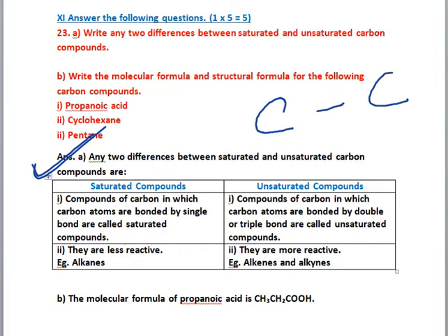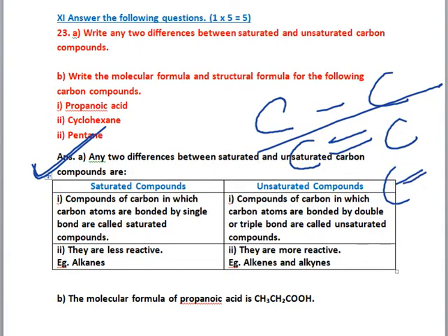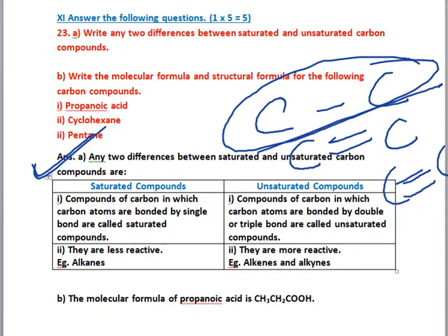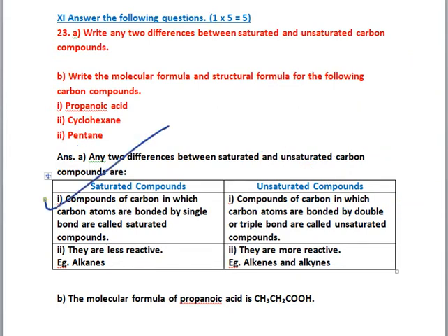And what are unsaturated compounds? Unsaturated compounds are those compounds which have double or triple bond between carbon-carbon atoms. Saturated compounds are less reactive, that is alkanes, they are less reactive, but alkenes and alkynes, they are more reactive, their reactivity is very high. So this is the difference between saturated and unsaturated. Remember that in saturated compound, single bond is present between carbon-carbon atom, but in unsaturated compound, double or triple bonds are present. Saturated compounds are less reactive, example alkanes, and unsaturated compounds are more reactive, example alkenes and alkynes.